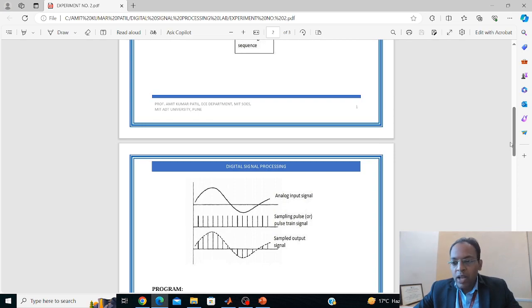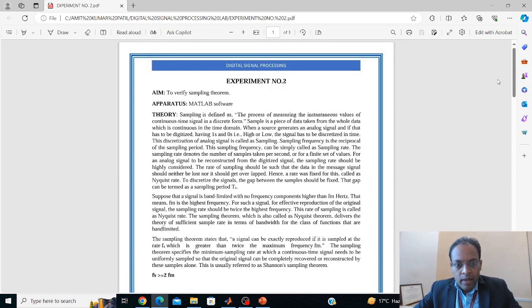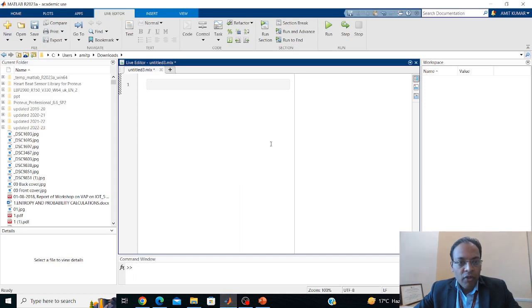And here we have to write the program to verify the sampling theorem practically. Theoretically, we have already understood the concept of the sampling theorem. Now we will do the programming and verify the sampling theorem. To verify it, we require software known as MATLAB, Matrix Laboratory. So here we have to write the code for the sampling theorem.